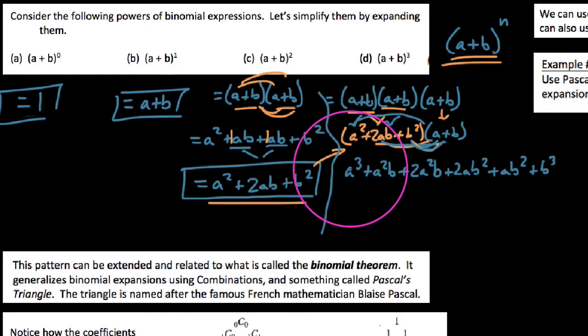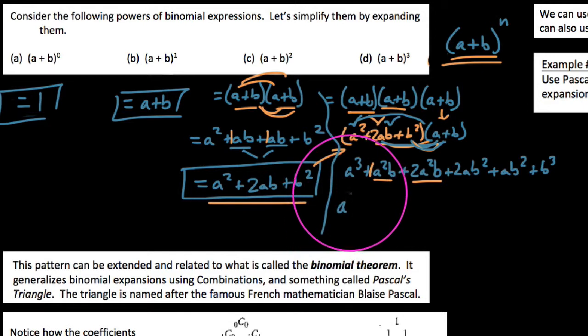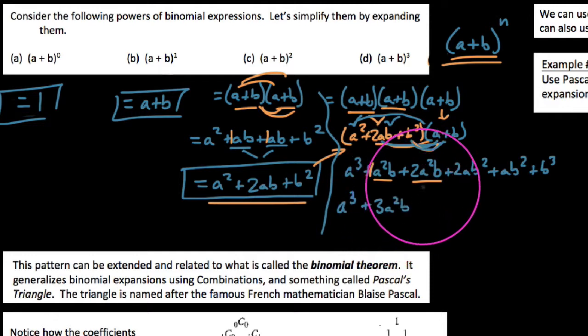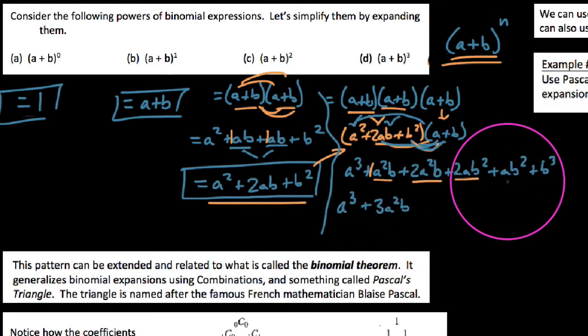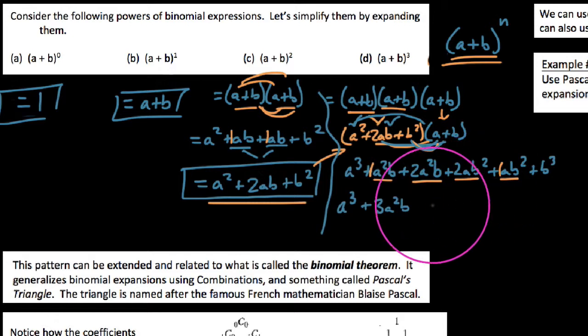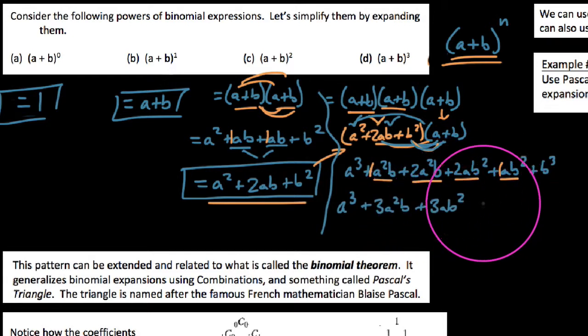So the only thing we need to do here is combine some like terms. And notice that this has an a squared b, this has an a squared b. How many total a squared b do we have here? We got this a cubed in front, plus 1a squared b, 2a squared b. This is going to be 3 total of these a squared b things. And then 2ab squared and 1ab squared gives us 3 total ab squareds. And then plus b cubed.